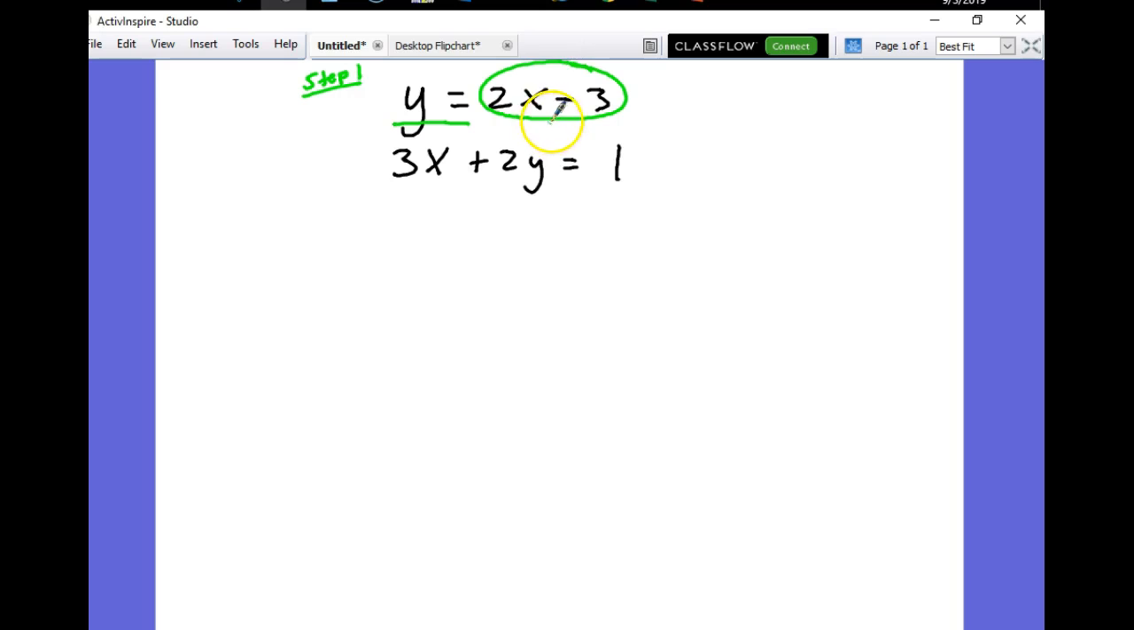And here's how I show my work. I'm going to do a different color though because I'm doing a step, right? I'm going to take this, I'm going to put it right there. This is step 2. So you plug it in. Oh, I get it. So I'm going to do 3x plus 2, and I'm going to replace the y with what?